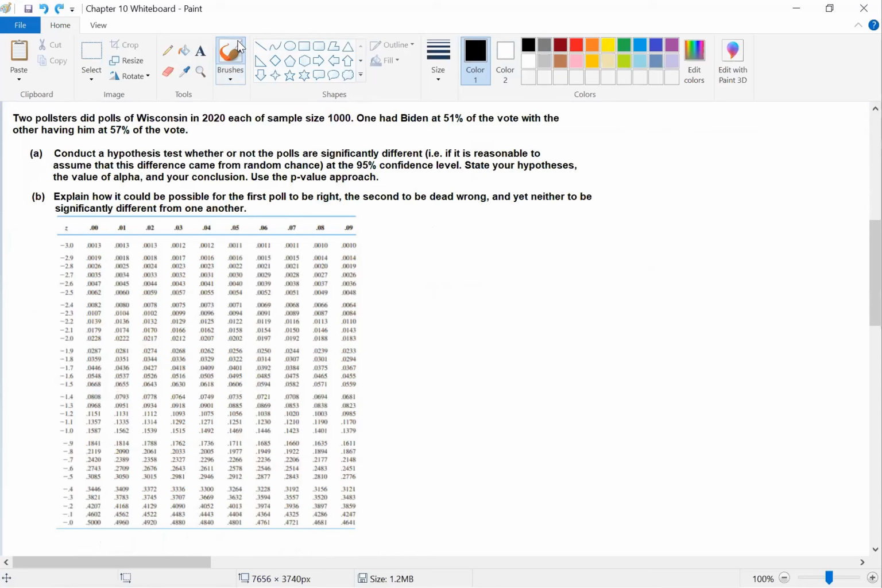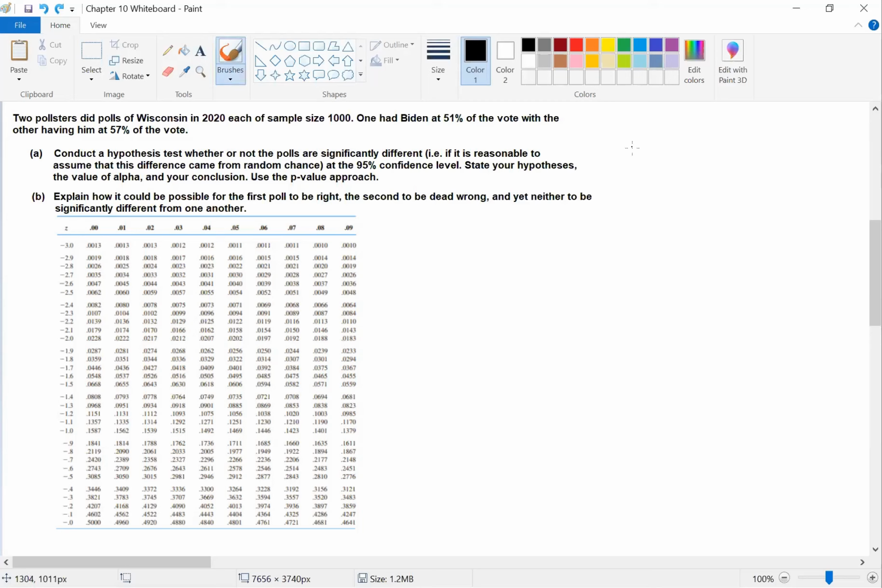So here, let's suppose we have these two polls of Wisconsin, sample size 1,000 each. And we want to conduct a hypothesis test of whether or not the polls are significantly different. State our hypotheses, alpha, and the conclusions of the p-value approach. That A you see right there, that's pretty much going to be the exact same wording as the exam. You might have different values. It might be a different hypothesis test, but it's going to be worded the exact same. You're going to have to give your hypotheses. You're going to have to state your value of alpha. You're going to get your test statistic. And you're going to get your conclusion.